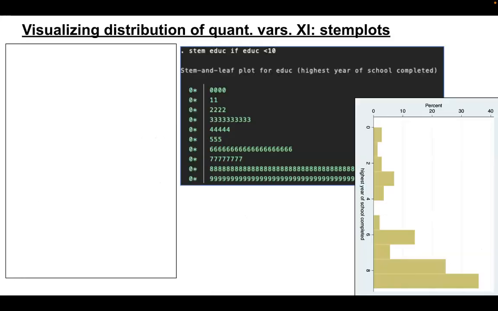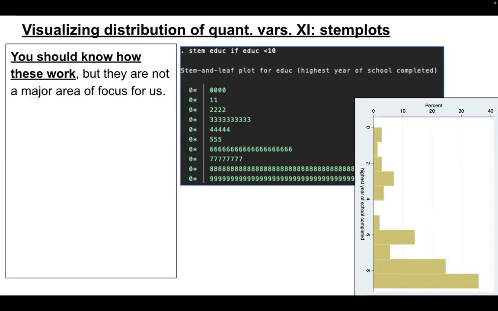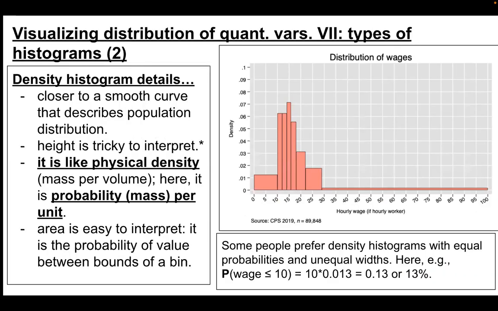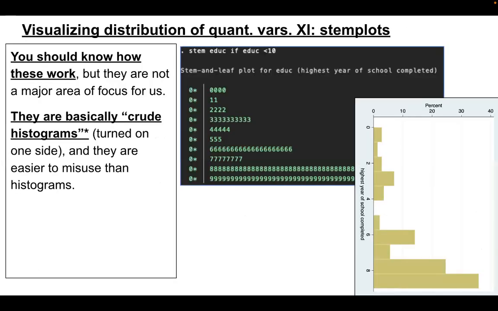A couple of ending points. Stem plots. You should know how these work, but they're not a big area of focus for us. These are basically crude histograms turned on a side, but they're easier to misuse than histograms and harder to understand. What these do is show us, this is basically the leading digit. And you can see here, this is for highest year of school completed. This is a histogram turned on its side, and this is the stem plot. Notice that they have the same shape.